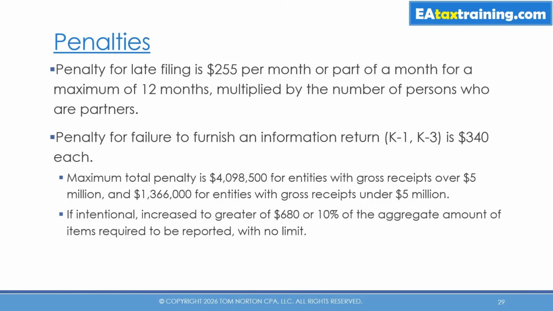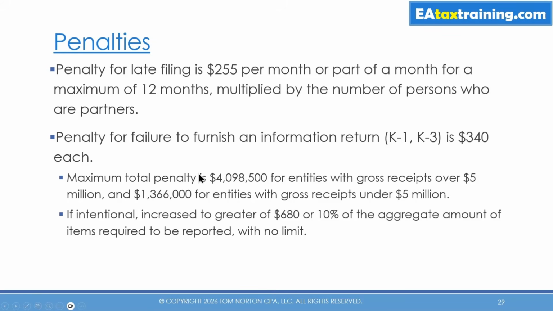There's also a separate penalty for failure to furnish an information return, meaning the K1 or the K3 that we'll be talking about. But that is $340 each, unless it's intentional. If it's intentional, it doubles to $680 each. And you can see here the maximum total penalties are quite large. So even at $340 a piece, if you've got thousands of partners, these amounts can really add up.